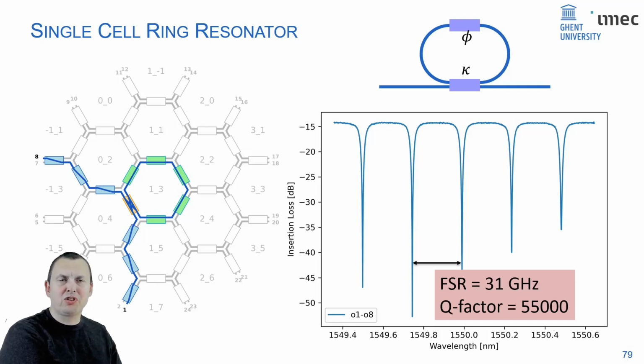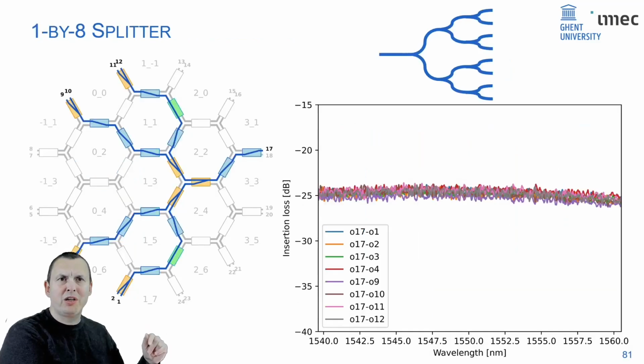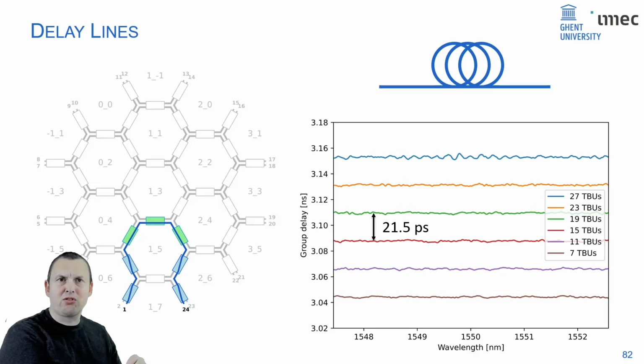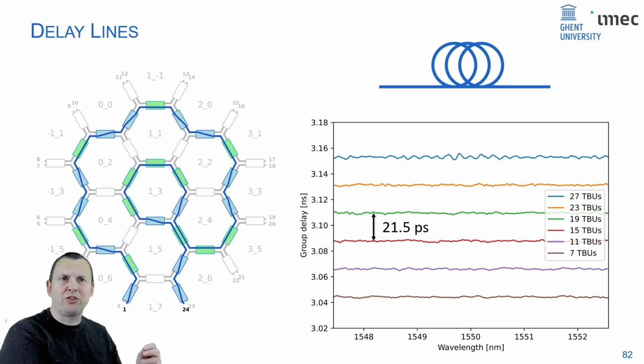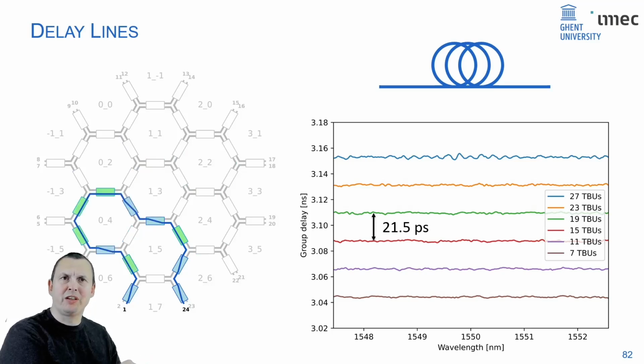Now you can do other functions, of course. You don't have to stick with a ring. You can do, for instance, a splitter tree by just switching couplers into a partial state. And in this case, this is a 1/8 splitter tree. We can very nicely balance the power in all the outputs. We can also implement delay lines by just routing the light through incrementally longer paths with about 4 to 5 picoseconds delay per optical gate, which corresponds to its optical length.